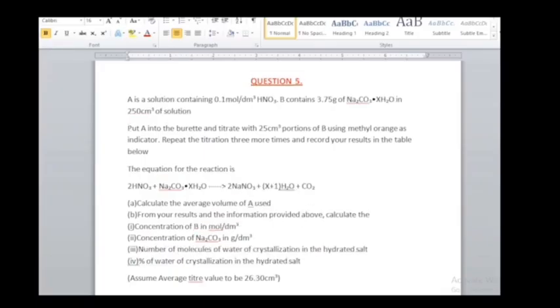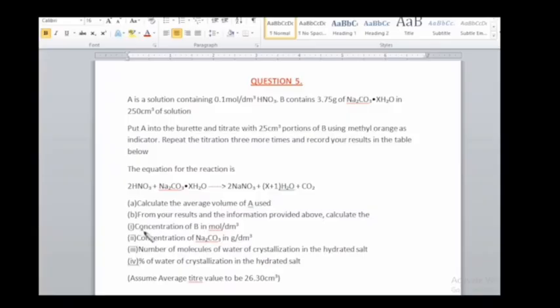The question says A is a solution containing 0.1 moles per dm cube HNO3, and B contains 3.75 grams of sodium trioxocarbonate in water in 250 centimeter cube solution. Put A into the burette, and titrate like we are used to doing in titration, and use methyl orange as indicator. Carrying out titration, find your average titre value and answer the questions that follow.